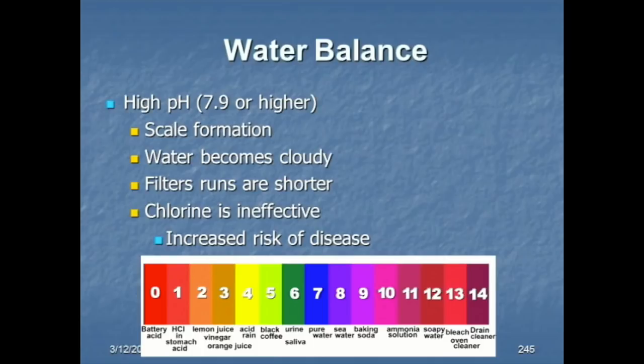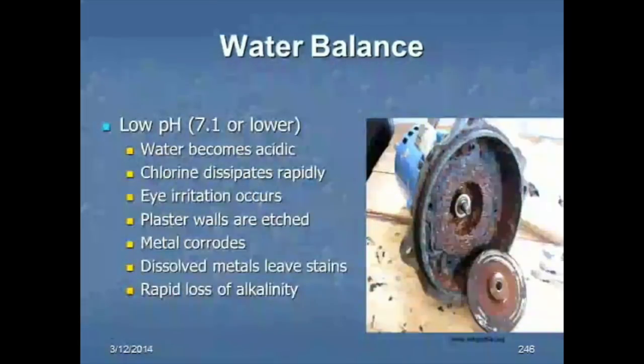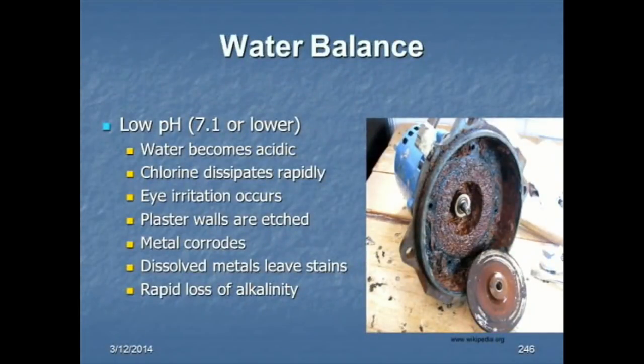Now, on the flip side, on a lower pH, down below 7.2, a 7.1 or lower, the water is considered acidic for pool purposes. The chlorine, it's hard to keep it in there, it dissipates very quickly. You can have rapid loss of alkalinity. Metal can be corroded, as this picture shows with that little pump impeller and that pump setting there. Lots of stains, lots of debris can cause metal corrosion, etching of the plaster walls, all kinds of issues.